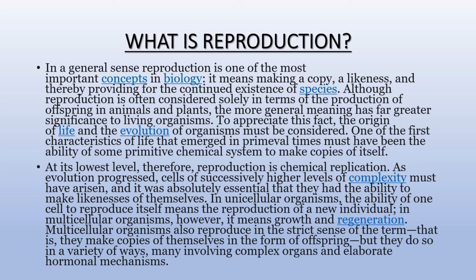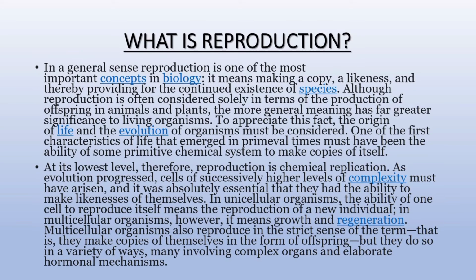The ability of one cell to reproduce itself means the reproduction of a new individual in unicellular organisms. However, in multicellular organisms it means growth and regeneration. Multicellular organisms also reproduce in the strict sense of the term, that is, they make copies of themselves in the form of offspring, but they do so in a variety of ways, many involving complex organs and elaborate hormonal mechanisms.